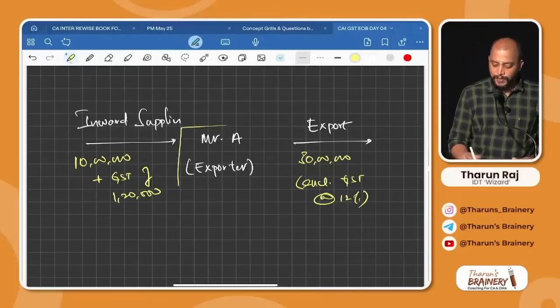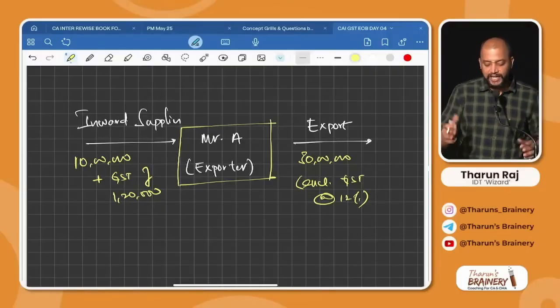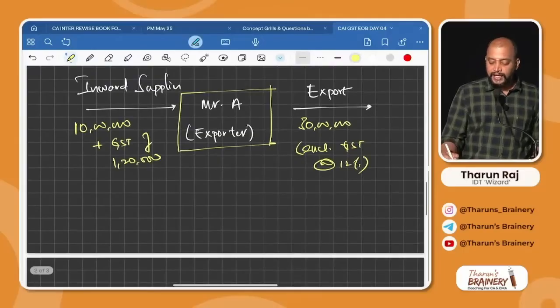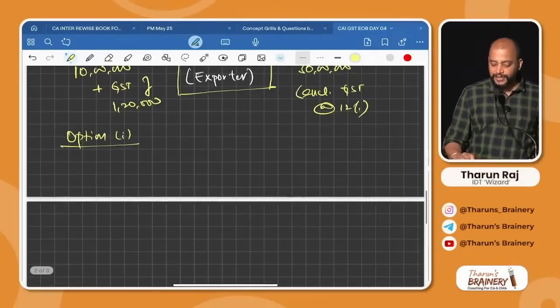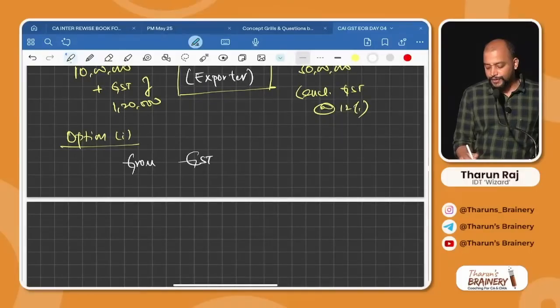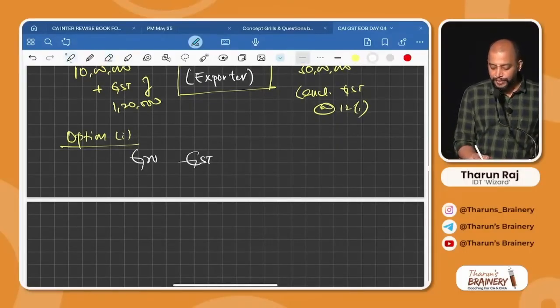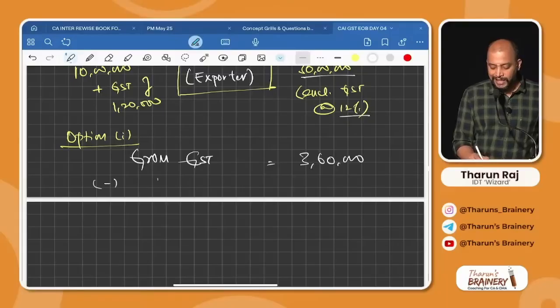Now this is the situation. Mr. A is an exporter having inward supplies of 10 lakhs plus GST 1,20,000 and is making an export of 30 lakhs excluding GST at 12%. In option 1, what will happen? They will pay GST. How much is the GST payable? The gross GST is 30 lakhs into 12%, that is 3,60,000, minus ITC.